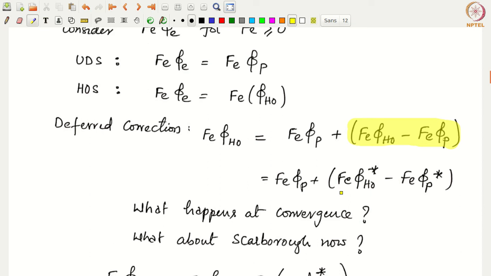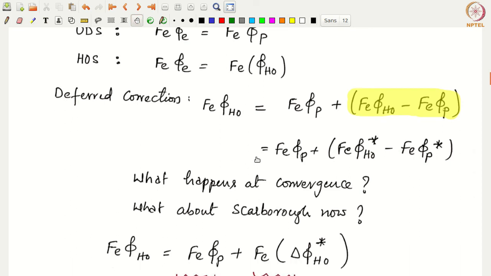Of course, what did we change? We have changed what happens at convergence. At convergence, Phi P equals Phi P star. As a result, this term gets cancelled, essentially with this term, and we recover back our Phi HO. That's what we would recover.